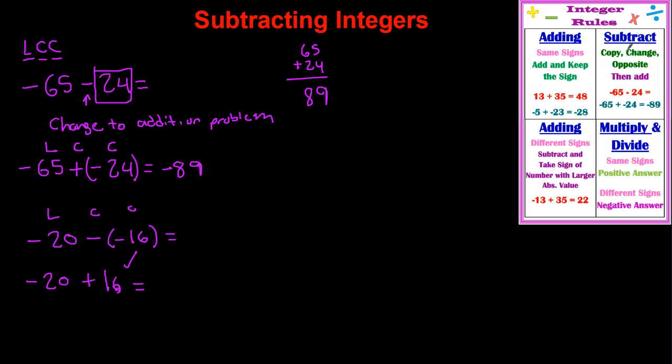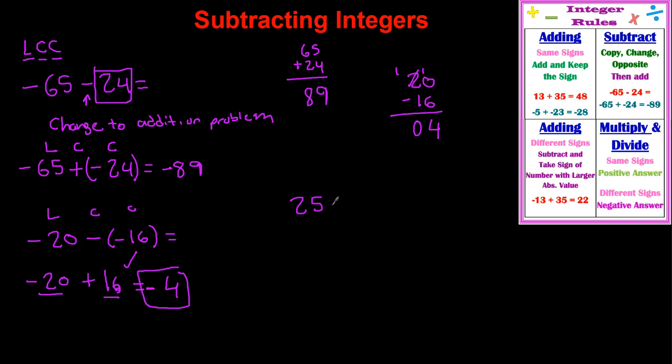Perfect. Let's follow our addition rules. Signs are different, so we subtract and keep the sign of the higher absolute value. So 10 minus 6 is 4, and that's just going to be 0. So my answer is 4. But let's think now. Which one is bigger, 20 or 16? 20 is. So then my answer should be negative 4. Okay? Let's try one more.